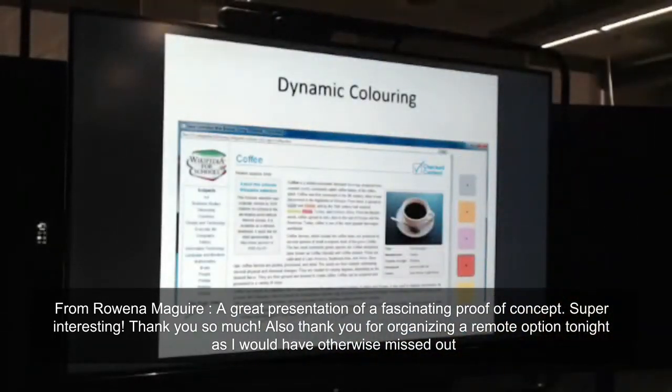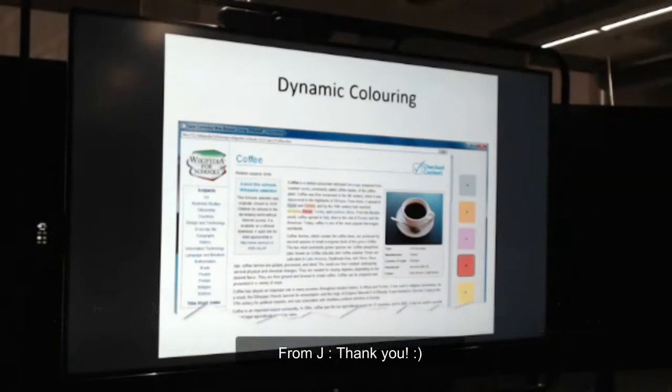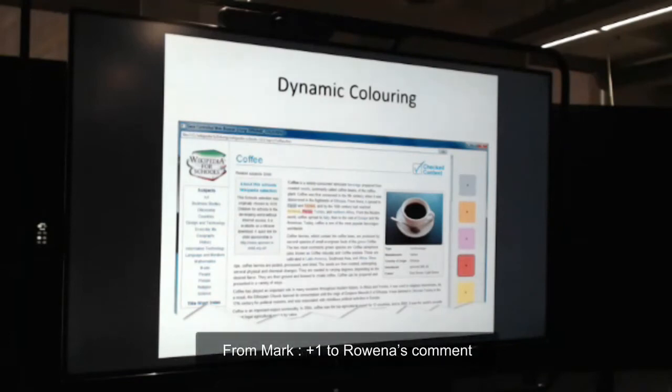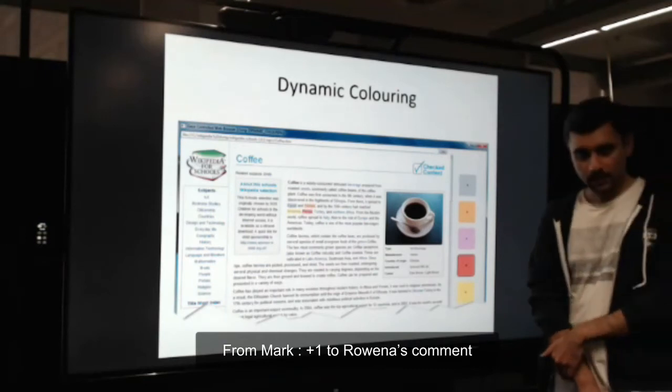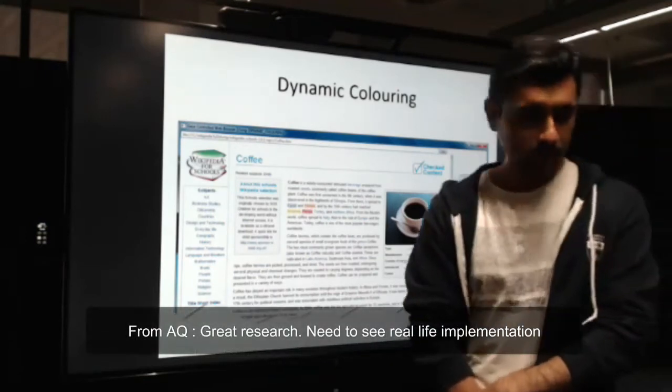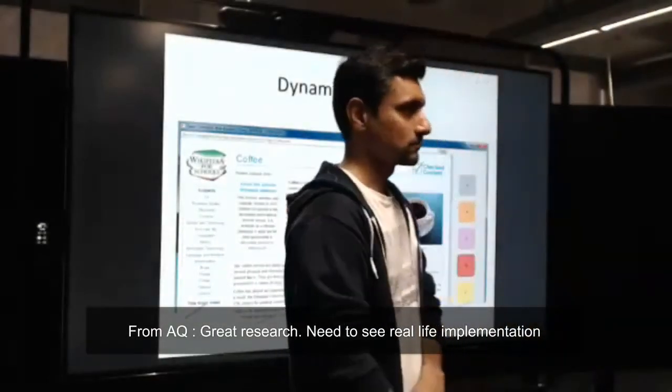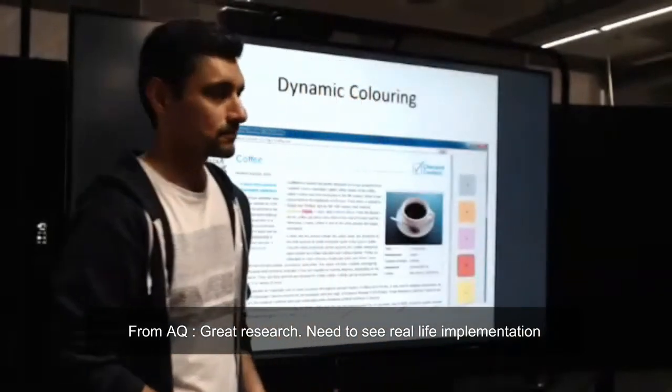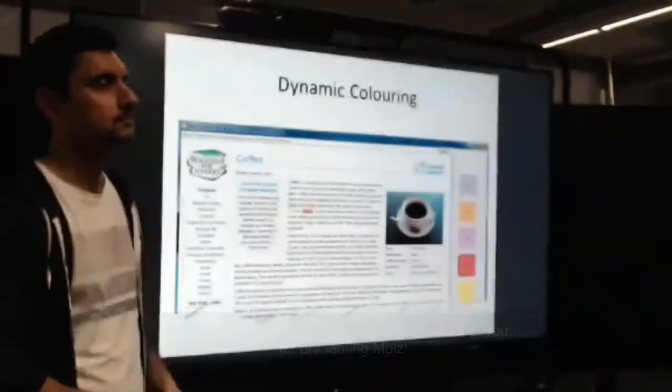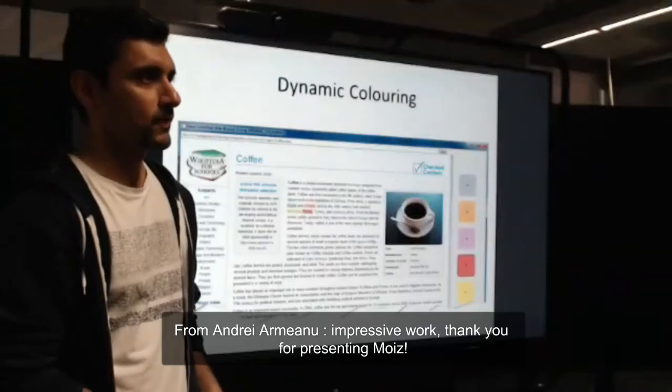I was just wondering, so this is all on desktop. Are there any studies about mobile, and have you thought about how this could be adapted for a mobile interface? Yeah, of course. The screens are smaller, so I wonder about the effects if you're trying to look at something and the text is much smaller.